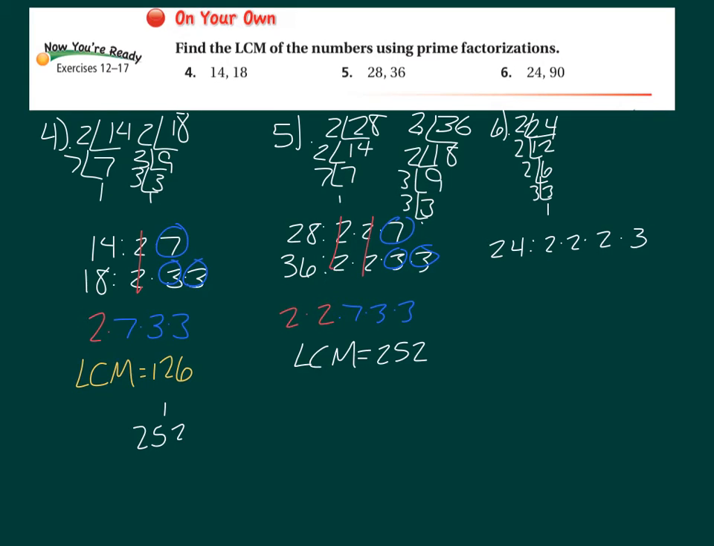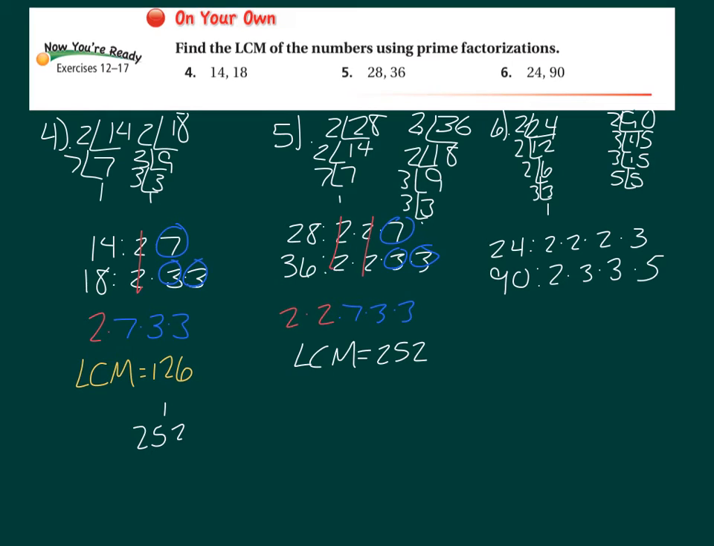Okay, and then we take 90 and we break it down. 2 goes in 45 times. 2 doesn't go in, but 3 does, 15. 3 goes in again 5 times, and we get 5 1 time. So we write out our factors of 90. We get 2 times 3 times 3 times 5.